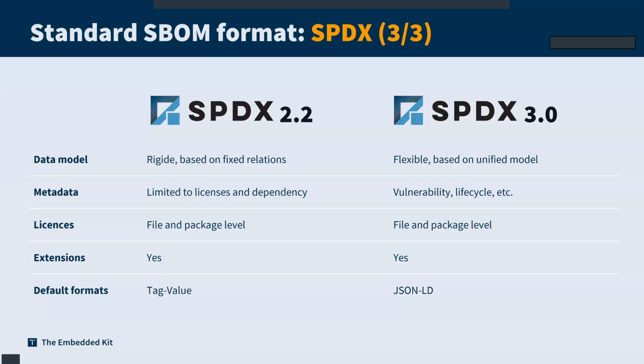So the main difference between SPDX 2 and SPDX 3 is really about the flexibility of the model. This new model is definitely more flexible. You have a lot of possibilities to integrate additional metadata with this concept of profile. After that, for the license model, it's more or less the same. You already have some concept of extension and the default format is different, but you can always find a converted version of the tag value to a JSON file.